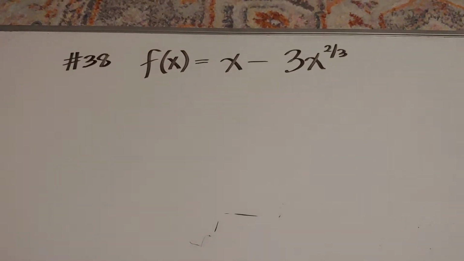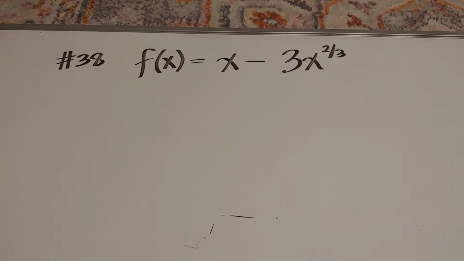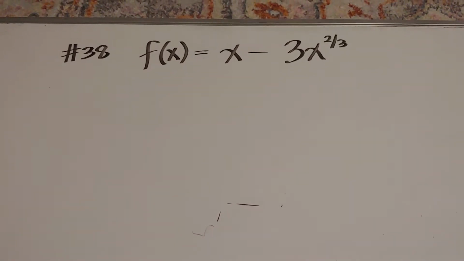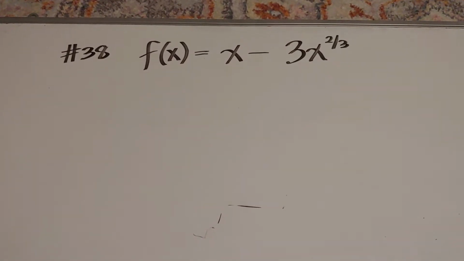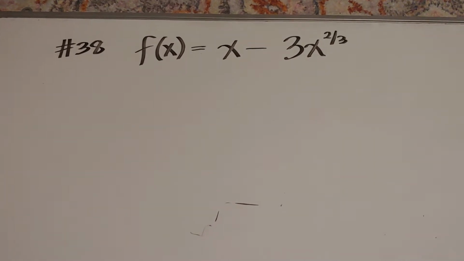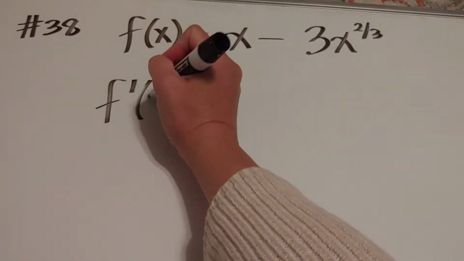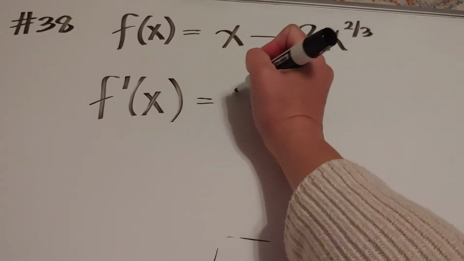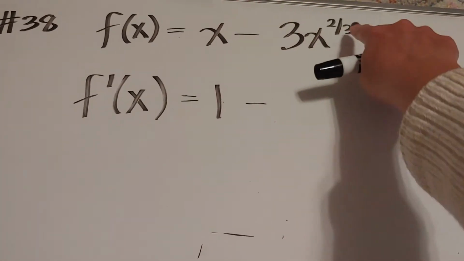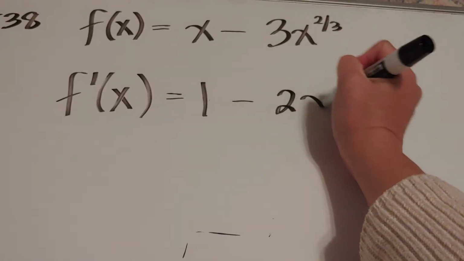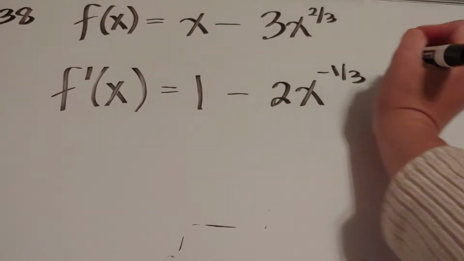In this first video, we're going to look at this function, f of x equals x minus 3x to the 2/3. And we're going to look at intervals of increasing and decreasing and trying to find local extrema. Okay, so first thing we have to do is find the first derivative. So here, it's just a simple power rule. That 2/3 is going to come down with a 3, so I'll have 2x to the negative 1/3.